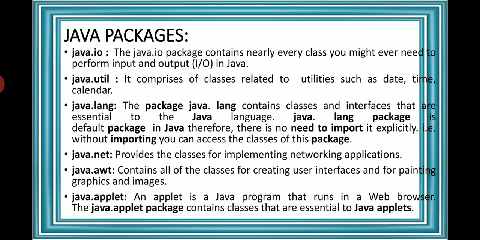Then java.net, it is used for implementing networking applications. Suppose you are writing code to build some networking application, so you are going to use the java.net package. Then there is the java.awt package. If you are doing some graphical application where you want to design graphics and all, you are going to use the java.awt package. Next is the java.applet package. Applets are something that run on the internet. If you are designing an internet-based application, then you are going to use the java.applet package.